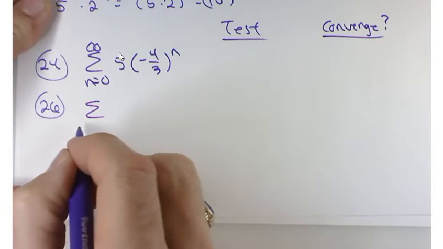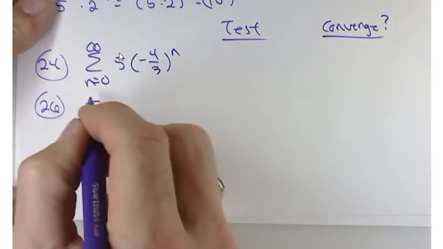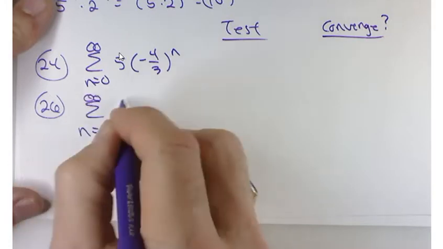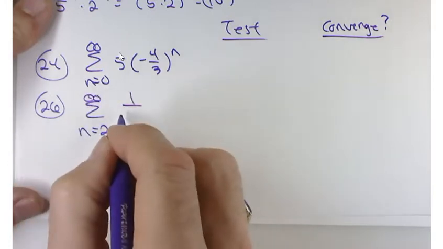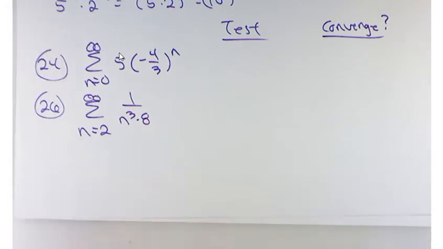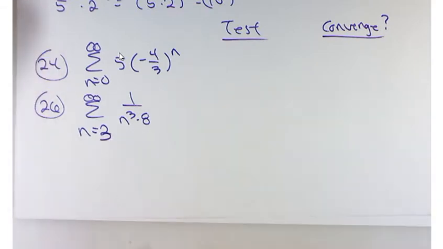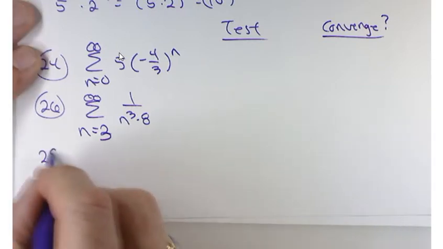So problem number 26. Now the book has a typo here. The sum from n equals 2 to infinity of 1 over n cubed minus 8. Why is that a typo? What happens at the first term? Yeah, you're dividing by 0, right? 2 cubed minus 8 is 0. So let's do 3 to infinity.